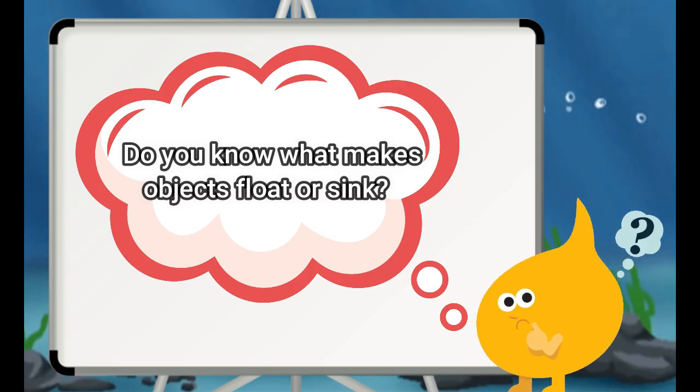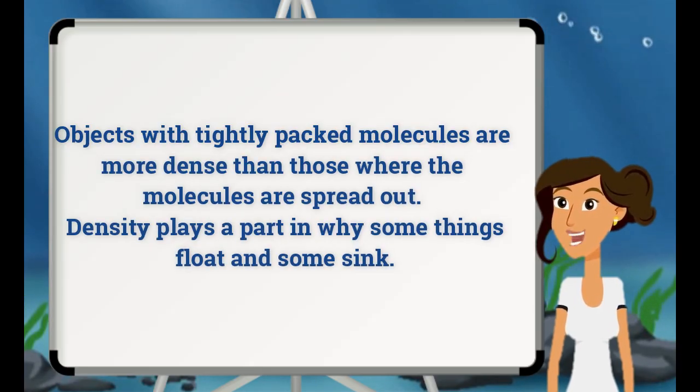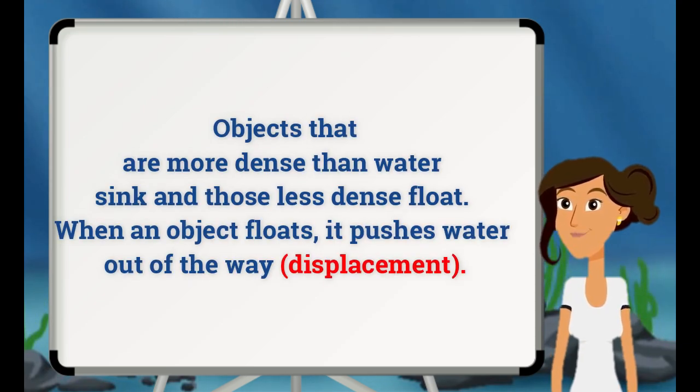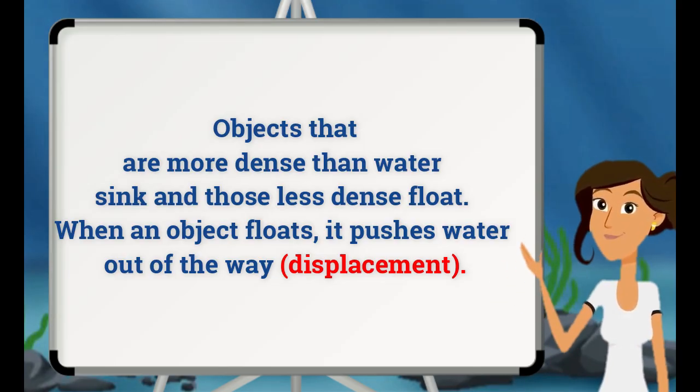Now do you know what makes objects float or sink? Let us find out what makes objects float or sink. Objects with tightly packed molecules are more dense than those where the molecules are spread out. Density plays a part in why some things float and some sink. Objects that are more dense than water sink, and those less dense float. When an object floats, it pushes water out of the way, and it is called displacement.